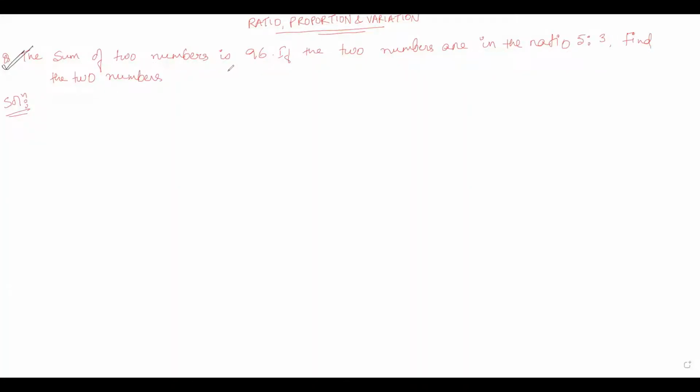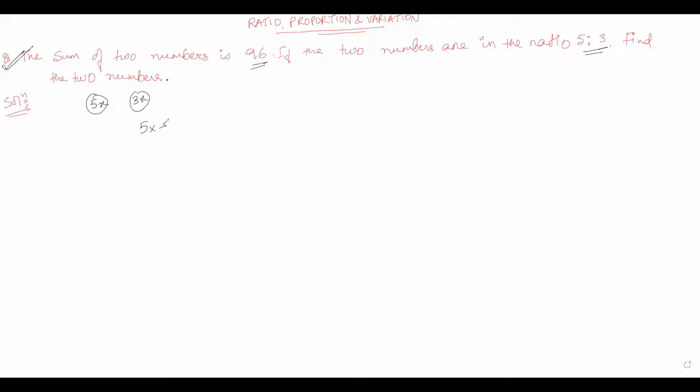The sum of two numbers is 96. If the two numbers are in the ratio 5:3, then find the two numbers. So since the ratio is given to be 5:3, I can take the two numbers to be 5x and 3x. Now the question says that the sum of these two numbers is 96.